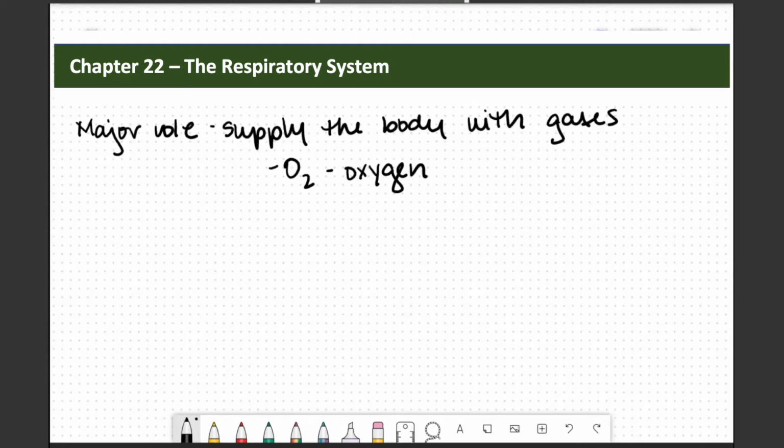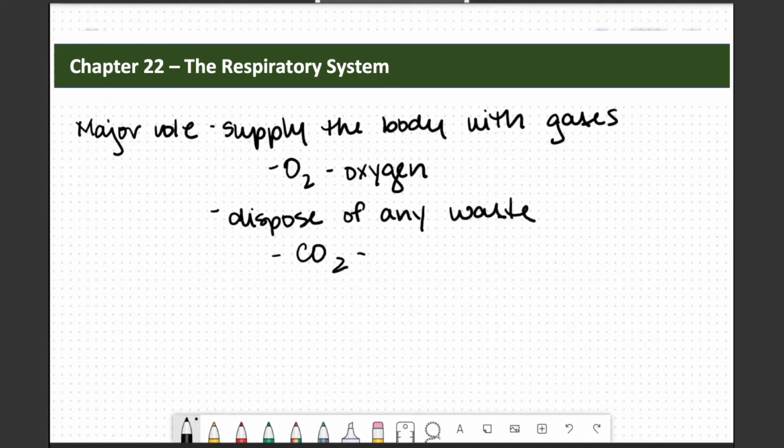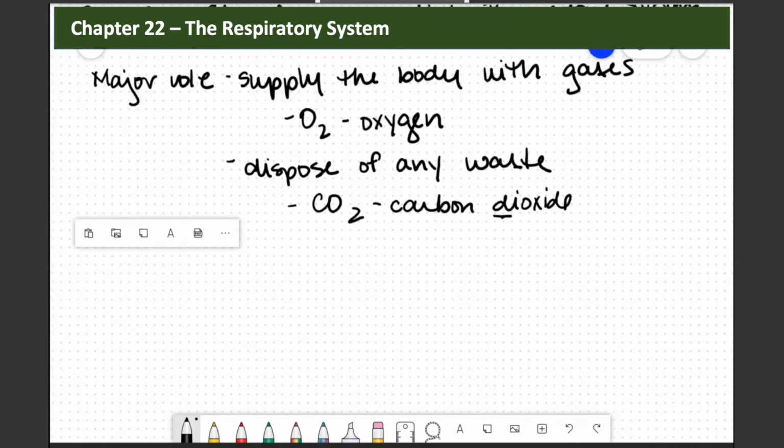But while we supply the body with gases, another part of the major role of the respiratory system will be to dispose of any gas waste. The main waste gas is CO2, otherwise known as carbon dioxide. Make sure you're doing the di. Carbon monoxide is poisonous and is a totally different chemical. So we've got O2 and we've got CO2. We've got our primary gas that our body needs to get around our body, and then we need to dispose of the effects of cellular respiration, which is mainly CO2, and we need to be able to get rid of that.